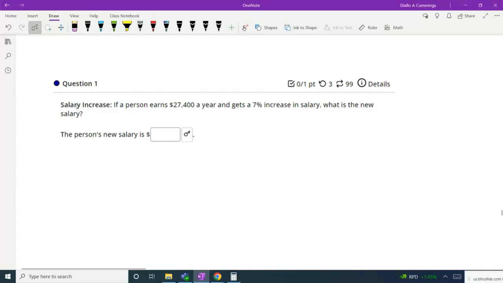For example, okay, and this should be similar to your question number 1 in module 2.3, and it's a salary increase. It says if a person earns $27,400 a year and gets a 7% increase in salary, what is the new salary? Now we can do this one of 2 ways. We can find 7% of 27,400, and then we can add that amount back, or we can actually add percents.